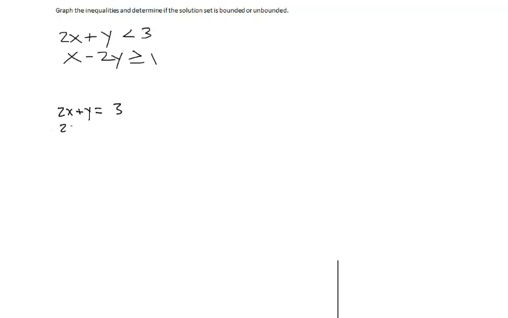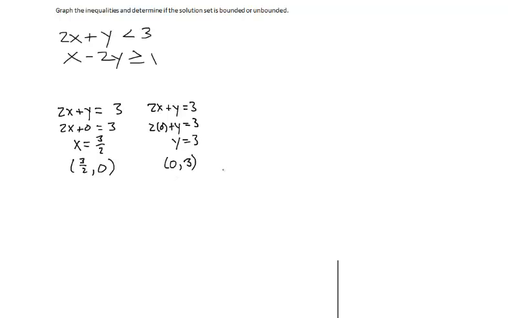So I'm going to say 2x plus 0 is equal to 3, and that means that x is equal to 3 halves. So I know that 3 halves and 0 is a point on this line, and then I'm going to do the same thing to find my y. So now I say 2 times 0 plus y is equal to 3, so y is equal to 3. So I know 0, 3 is a point on this graph. And now we know 2 points on this line, and we can plot the line.